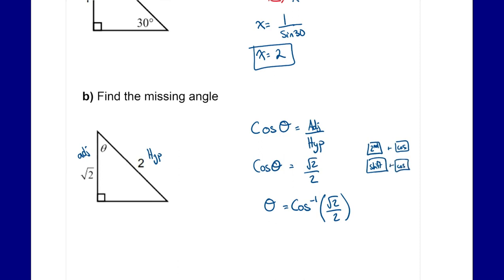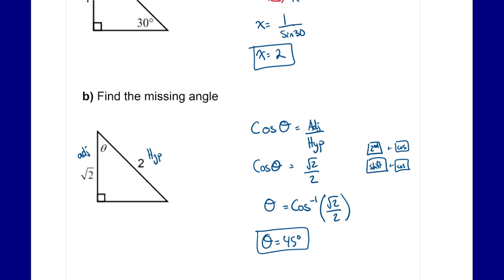If you look above your cosine button, there's probably cosine -1 in a different color. That's what we're referring to here. So I just plug that in, cosine -1 in brackets, and then √2 divided by 2, and I get my angle, which is equal to 45 degrees. So that means that reference angle is 45 degrees.